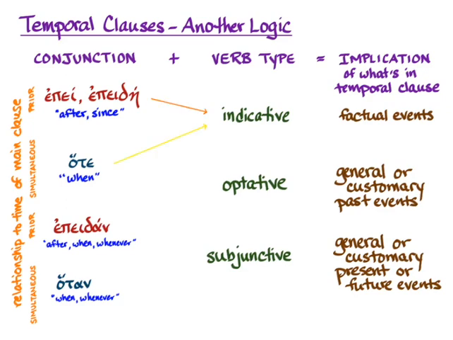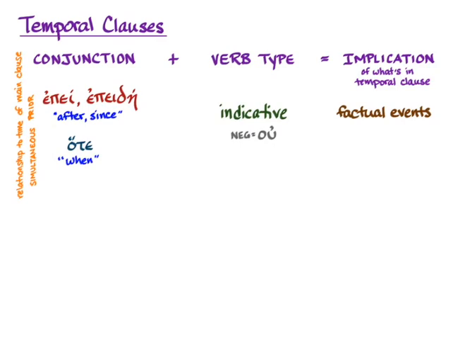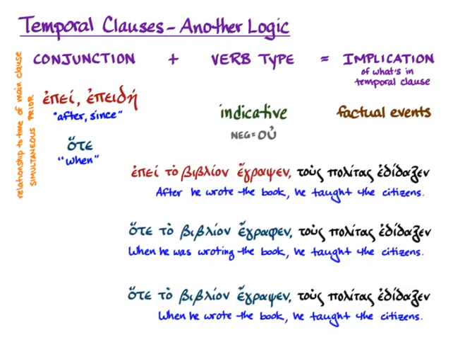So what we're going to find is we'll use epei or epeidē and hote with the indicative. We'll use them with the optative. And when we have subjunctive temporal clauses, we'll use the an forms. And you're used to that with conditional sentences too, with ean as the if for those. So let's look and see how those work. We've already done indicative ones where the negative is going to be ou. And here are those examples again. And I'm not going to go over them again.